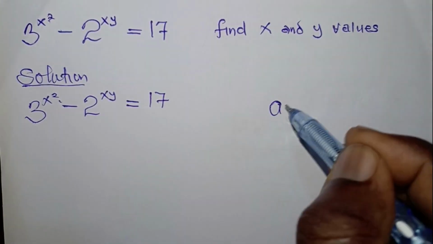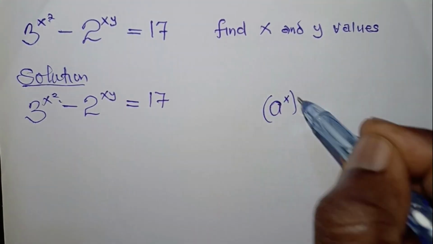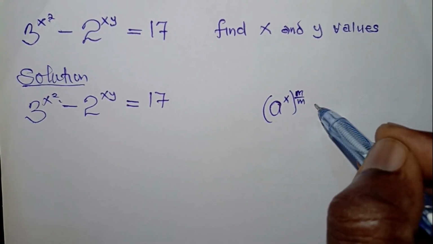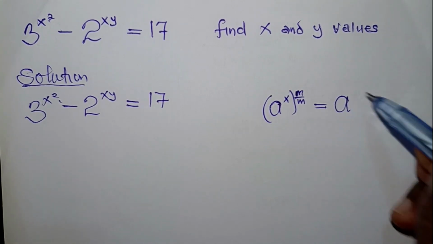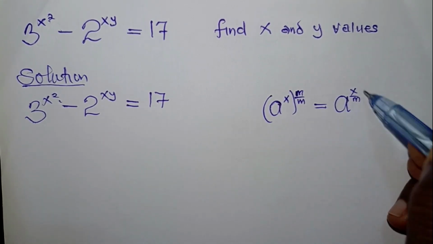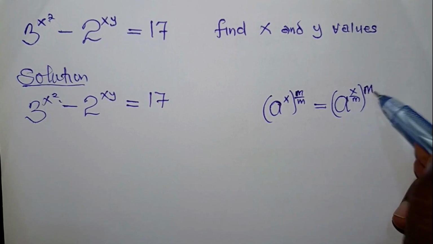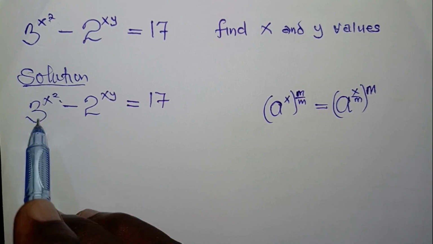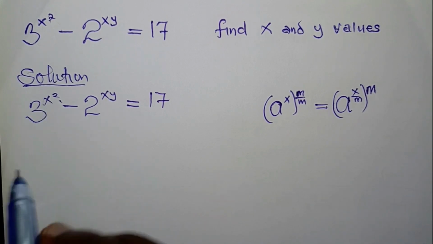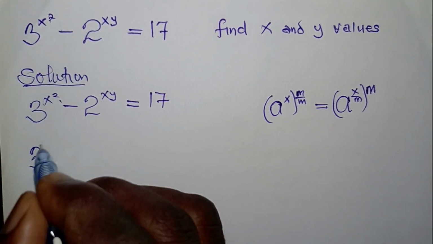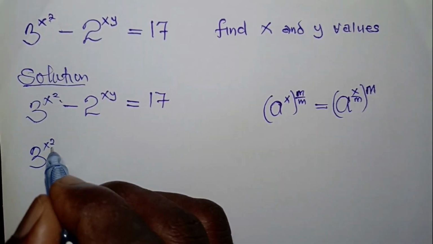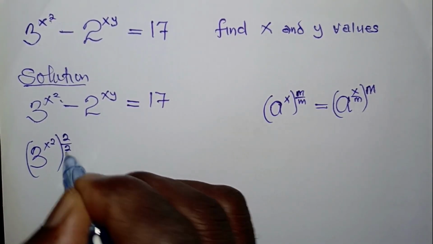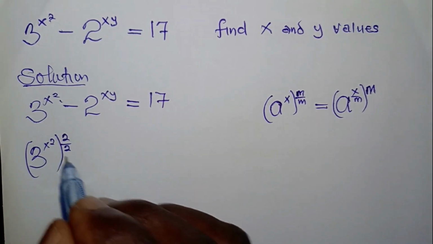If we have a to the power x raised to the power m divided by m, we can simply write this as a to the power x over m, raised to the power m. I want to write this equation in such a way that we can have 2 as an exponent. So we can write this as 3^(x squared) raised to the power 2 over 2. Instead of 2 over 2 still gives us 1, so we're writing the same thing.